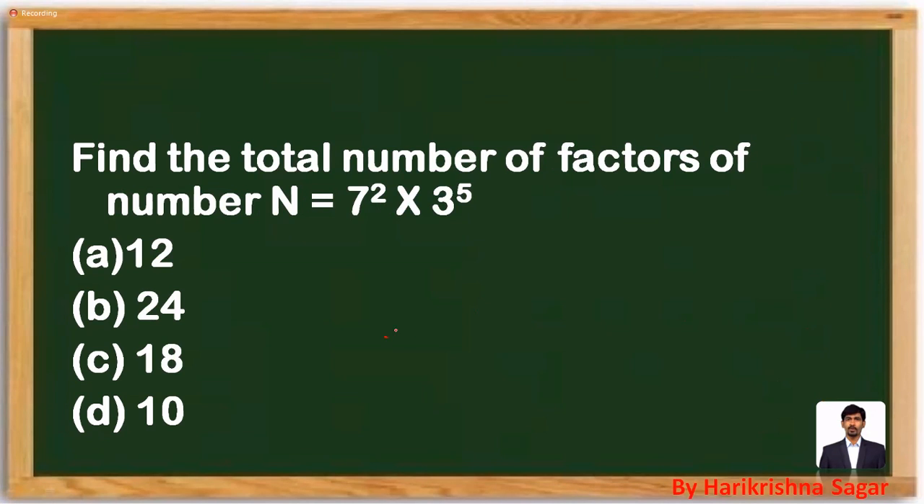What is the total number of factors for this? 7 square into 3 power 5. 2 plus 1, 3. 5 plus 1, 6. So 3 into 6, 18. Mark it as option C. That's how you are able to see.